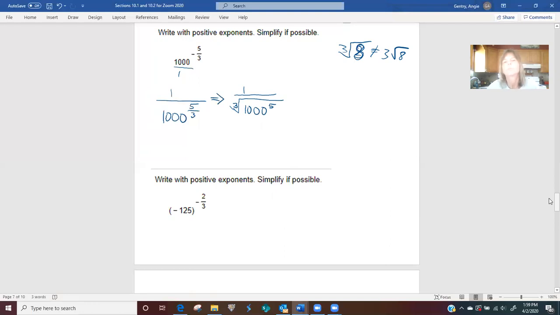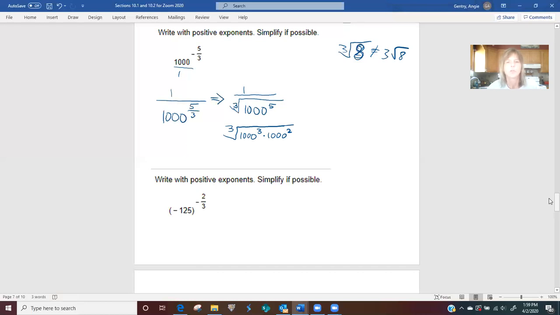Now, if I take 1,000 to the 5th, it's going to be huge. 1,000 times 1,000 times 1,000, etc. So I'm going to do this a little bit different. And again, there's options. So I'm going to split this into 1,000 cubed times 1,000 squared. This is not the only option. This might not even be the best option, okay?